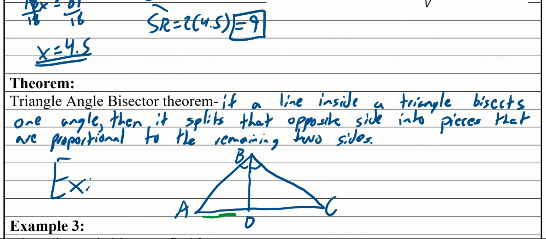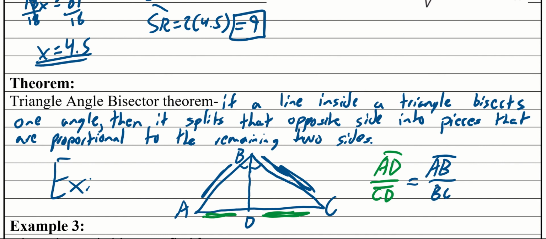And it says it's going to split these pieces. So this opposite side here gives me two pieces, AD and CD. And so what I'm going to say here is AD over CD is going to have the same proportion as the remaining two sides. I notice the remaining two sides that this hasn't bisected or intersected are AB and BC. So I'm going to say AD over CD is the same thing as AB over BC.